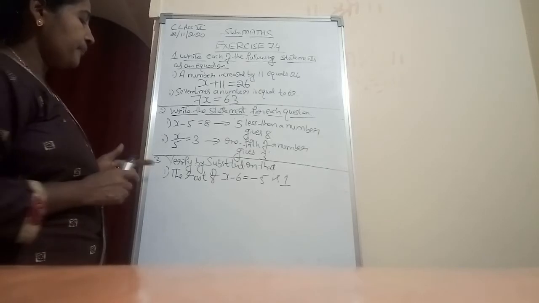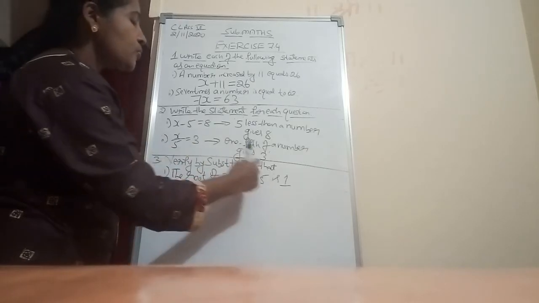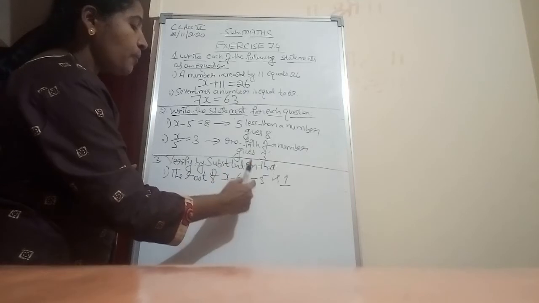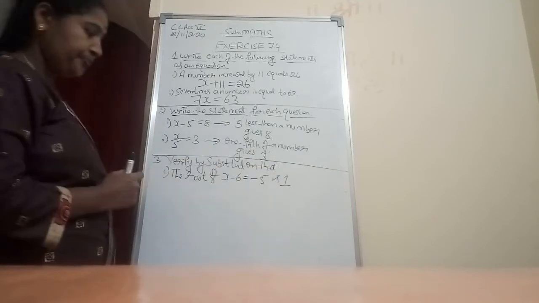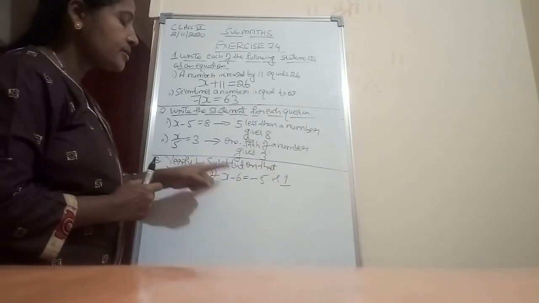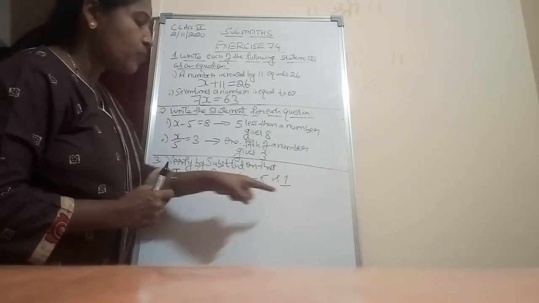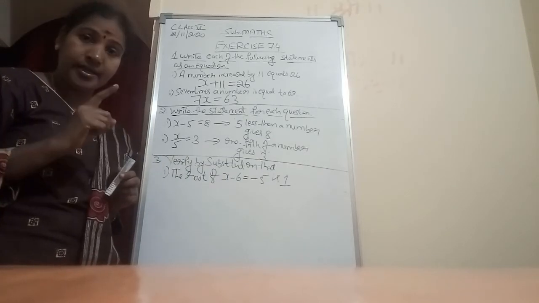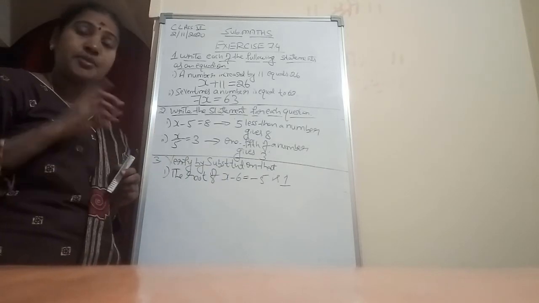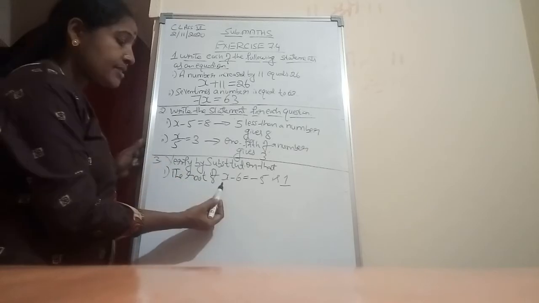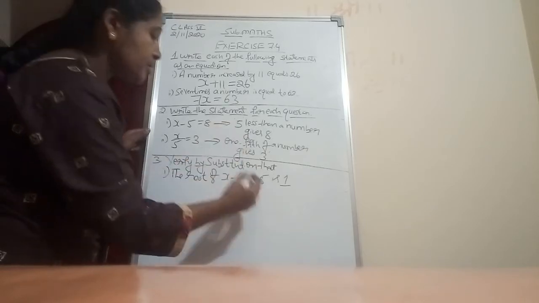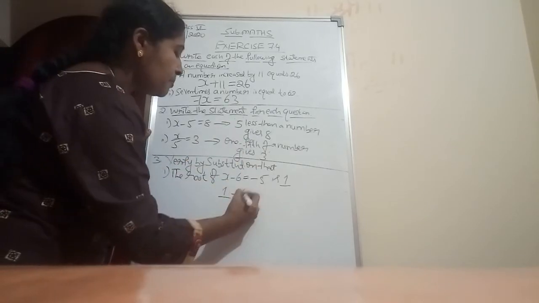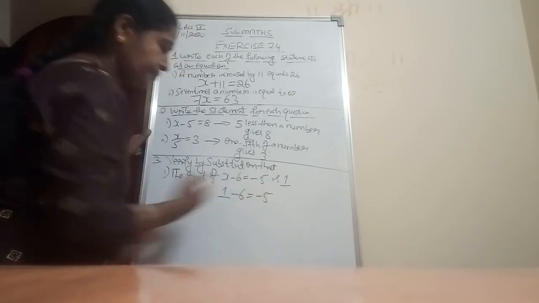Now the third main question: verify by substitution that the root of x minus 6 is equal to minus 5 is 1. What do I have to do? I have to substitute the value 1 in place of x. So for x, let me substitute 1. So 1 minus 6 will be minus 5.